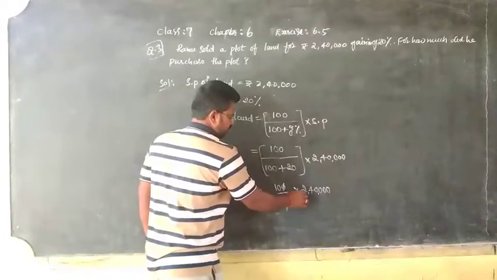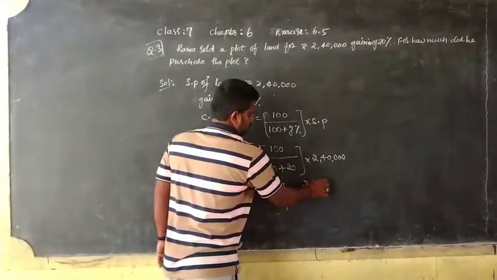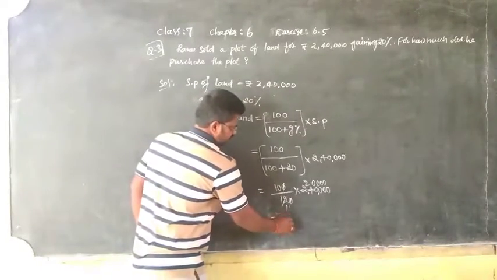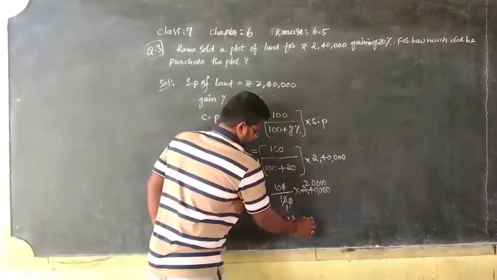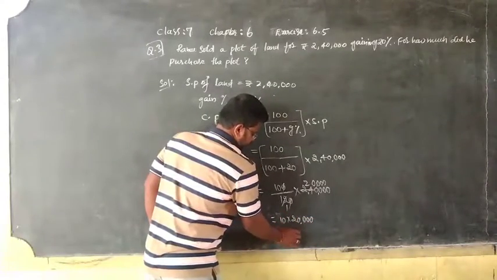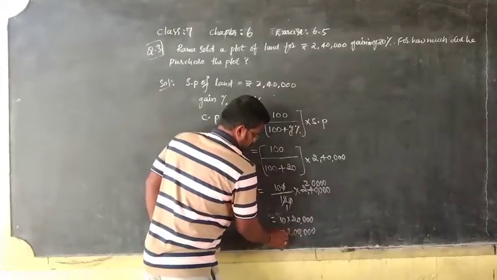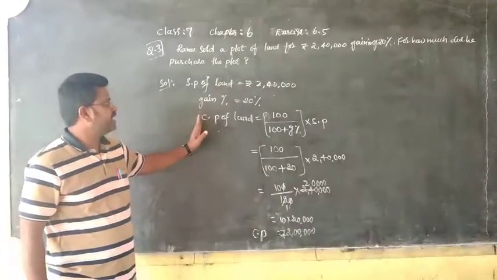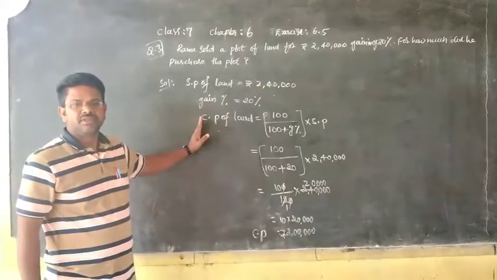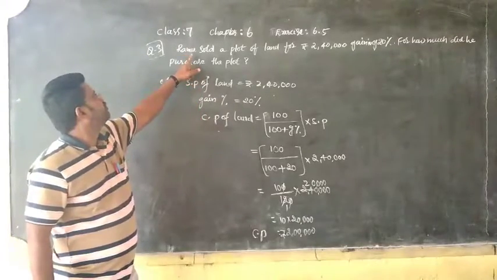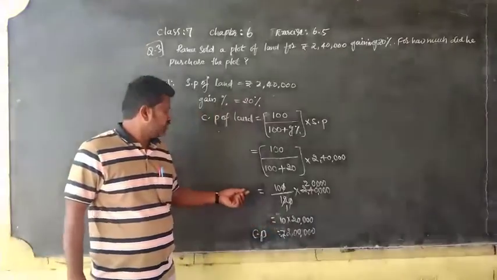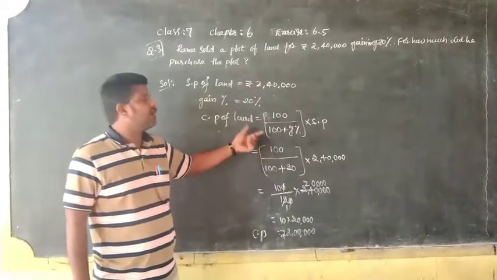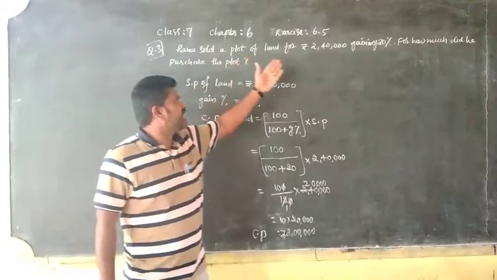0, 0, 12 ones, 12 twos. When we cancel the zeros, then we will get 20,000. Here it is 10. So 10 into 20,000 equals 2 lakhs. What is this? This is the cost price. This is the way we find the cost price. So this is the formula to find the cost price of an article or anything when the selling price and the gain percent have been given.